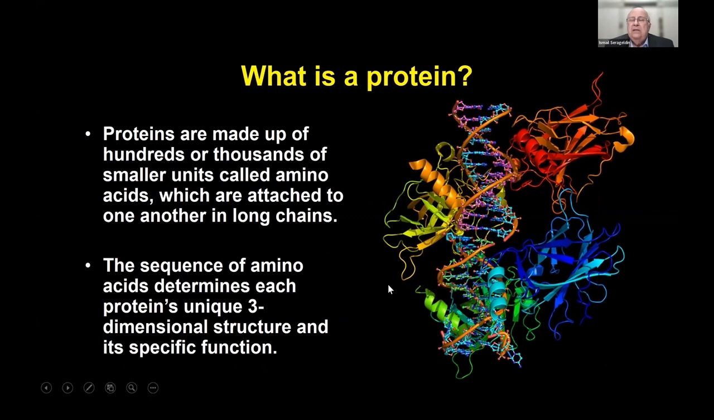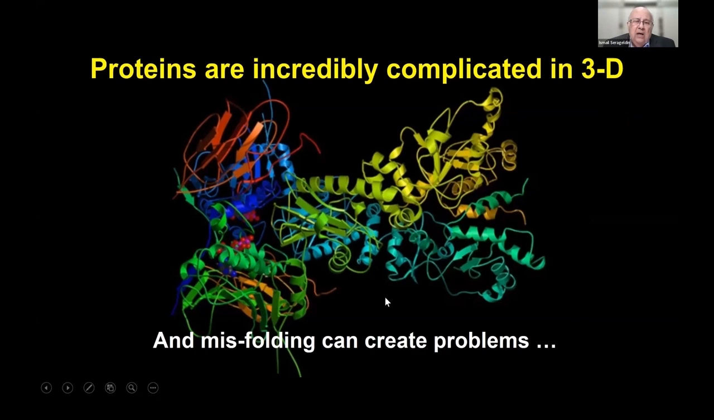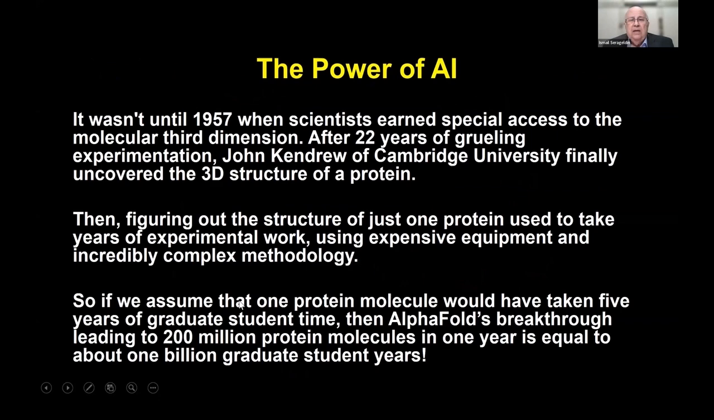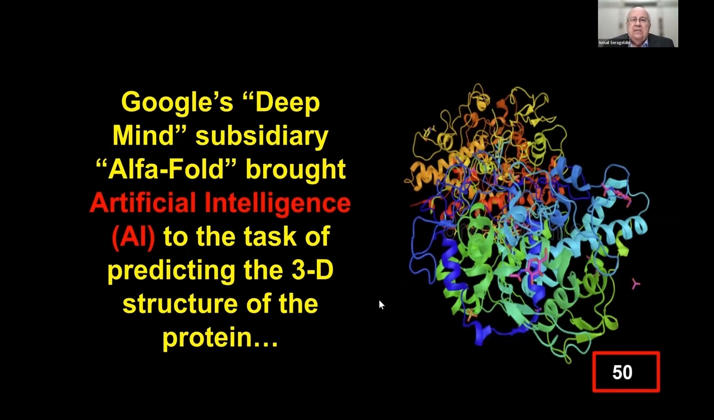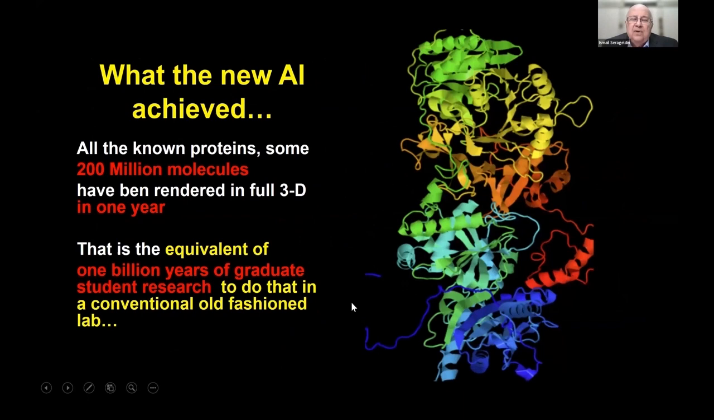In fact, so quickly that it did 200 million protein molecules, all those known to science, in 1 year. If one molecule would have taken, say, 5 years of a graduate student's time, that would mean that the artificial intelligence did in 1 year the equivalent of 1 billion years of graduate student research, 200 million molecules. And that shows you what's happening and the pace of change in all domains of science today, and why we need to be accessing this as it happens in more or less real time.